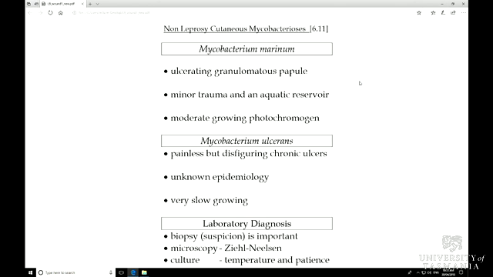Now, you've probably all heard of leprosy. Leprosy is a kind of mycobacterium that causes cutaneous disease. But there are other mycobacteria that cause skin disease that are not leprosy. And we call them non-leprosy cutaneous mycobacteriosis. And there are a couple of them that are classic. The first one is M. marinum. And as the name suggests, this is a bug that's acquired from a marine source.